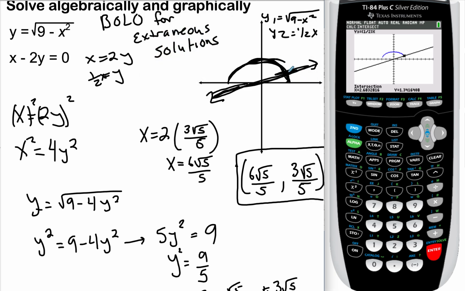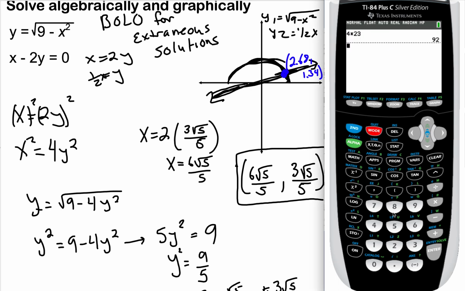So notice, good signs here. Notice that the x appears to be twice as large as the y. We know that. So we have an x of 2.68, a y of 1.34. Beautiful. And we could actually test this out. What is 3 times root 5 divided by 5? 1.34. Nice. And if we double that, we would get 2.68.